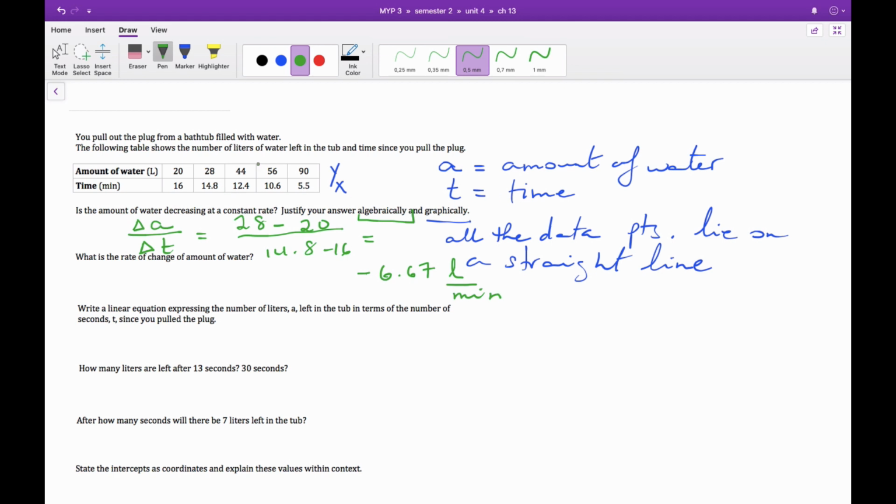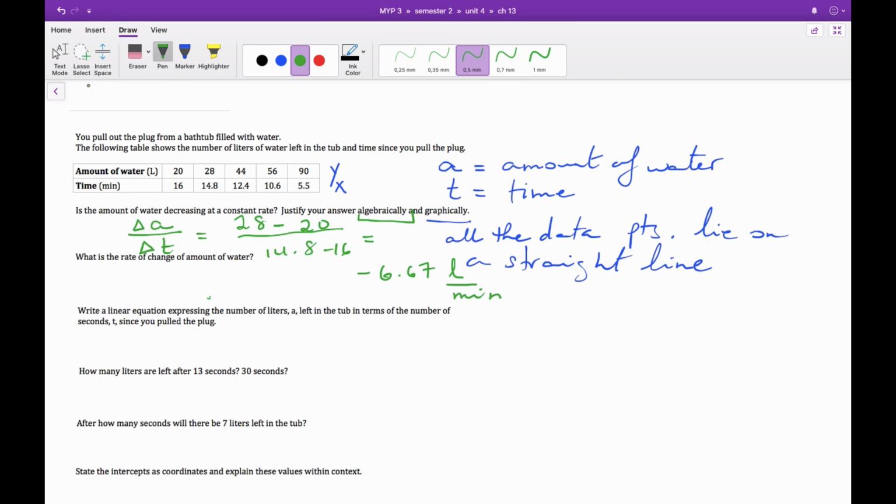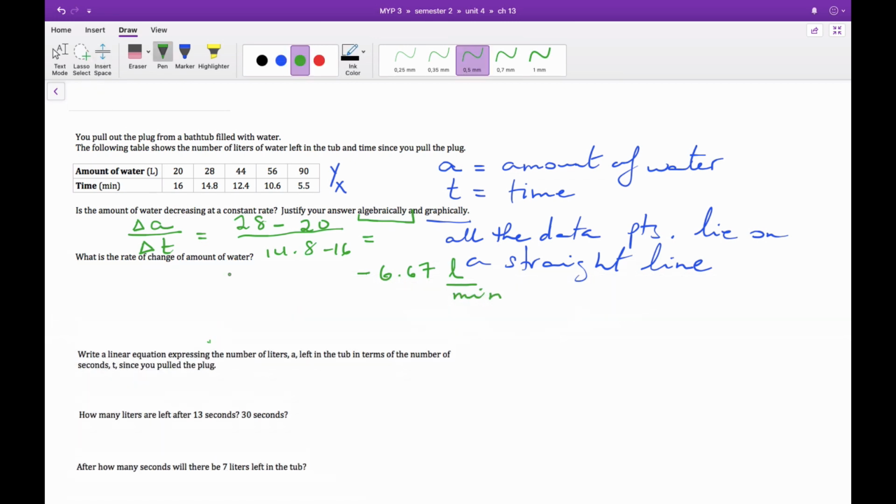Should we verify with another ordered pair? For sure, because any two pairs will give the same slope. So let's use maybe the first and the last. Looking at the slope, change in A divided by change in time, the first and the last would be 90 minus 20 divided by 5.5 minus 16.6.